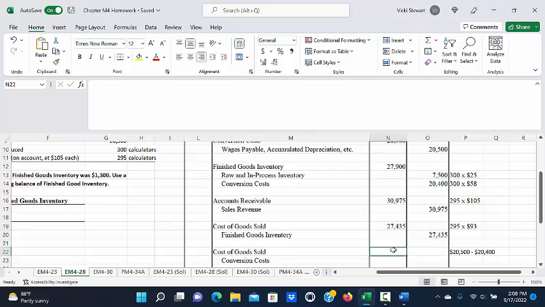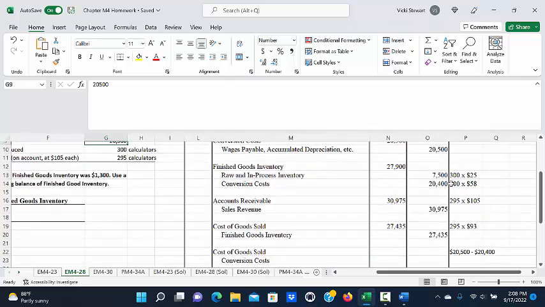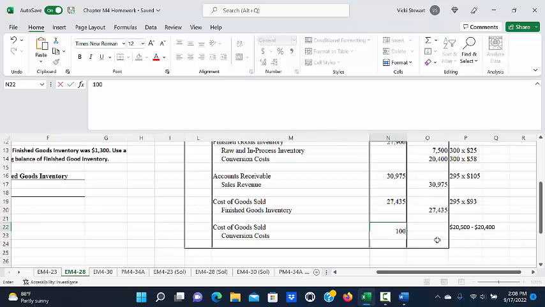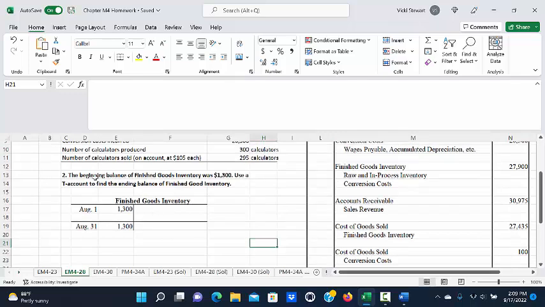Next, we need to apply to cost of goods sold the unallocated conversion costs. So the problem said that we had $20,500 of conversion costs, but we've only applied $20,400 using the standard cost system. So to apply the remainder, we would debit cost of goods sold for $100 and credit conversion costs for the same amount.